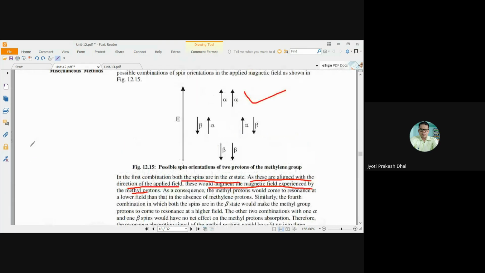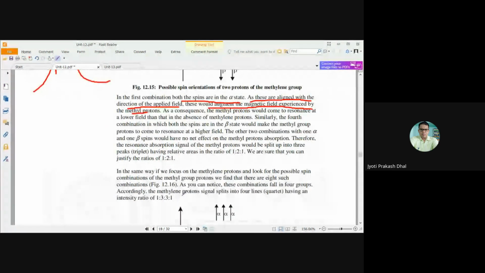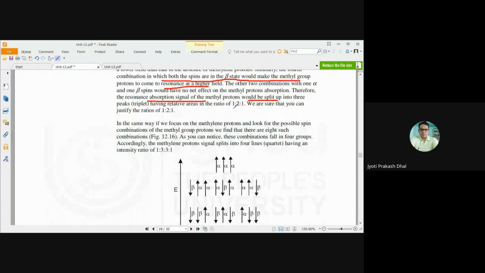Therefore, the resonance absorption signal of the methyl protons will split into three peaks, that is a triplet, with intensity ratio 1 is to 2 is to 1.